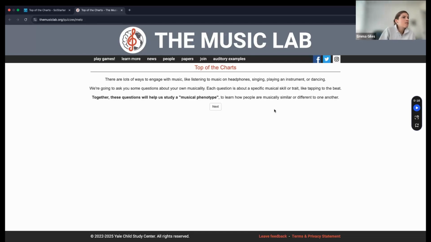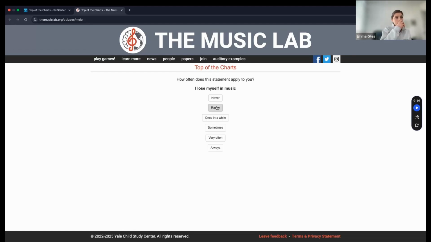There are lots of ways to engage with music, like listening to music on headphones, singing, playing an instrument. Together, these questions will help us study a musical phenotype, and we'll have 4 minutes to do so. So this is very much timed. I lose myself in music. Anybody else feel that way? Yeah. Very often, I'll say. For anyone who does this later, beware: you click a button and it changes, but you might not notice it changes because I did not see the previous question. I can tell when 2 rhythms are the same or different.